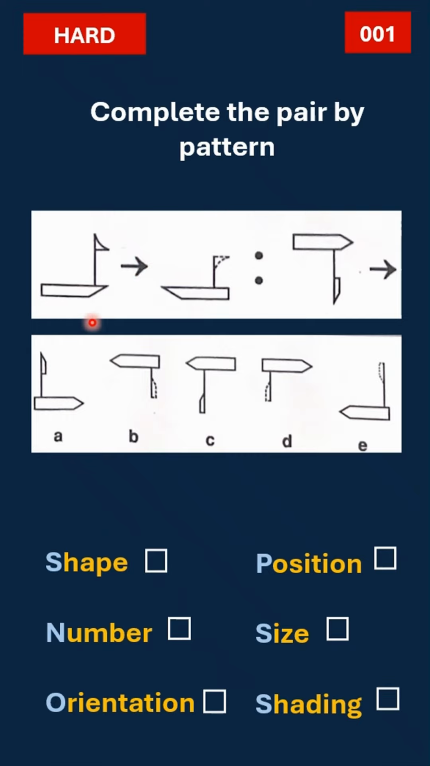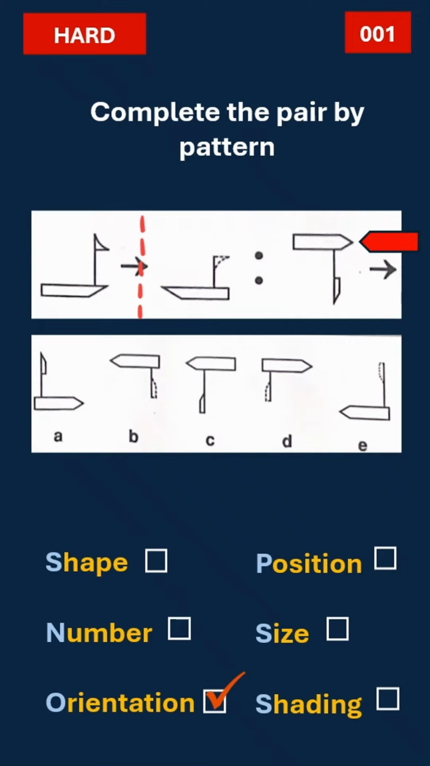So let's have a look at this shape over here. We can see that the bottom of this shape is being flipped, so the orientation is changing. So imagine there is a line of symmetry. This is being flipped. So let's do the same to this one. It will look something like this. So let's start cancelling out the ones that we know it's not going to be.